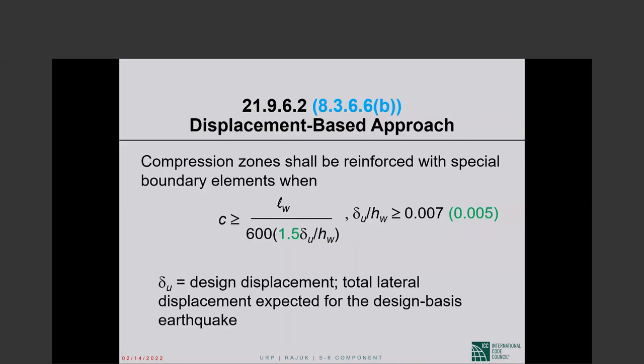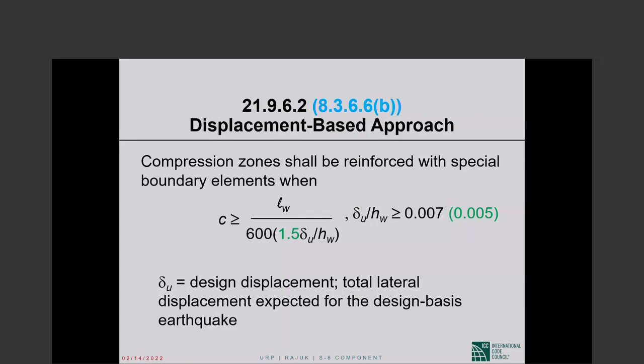600 obviously is a constant. Delta sub U is described as the design displacement, total lateral displacement expected from the design basis earthquake. That may or may not help you. So let me tell you about delta sub U.